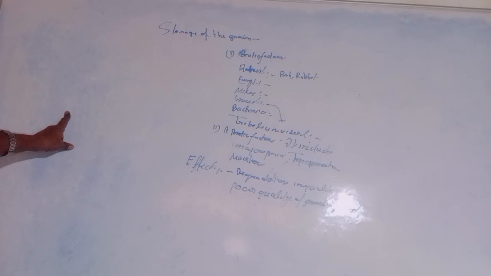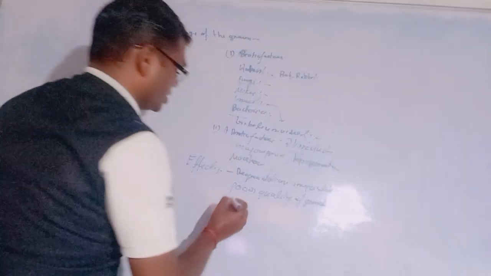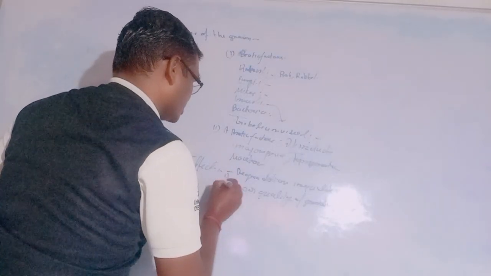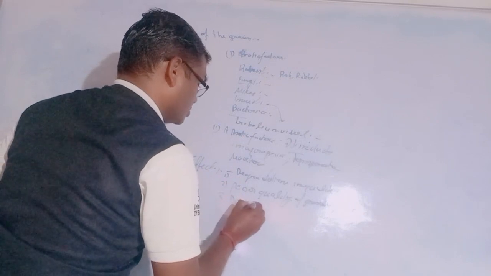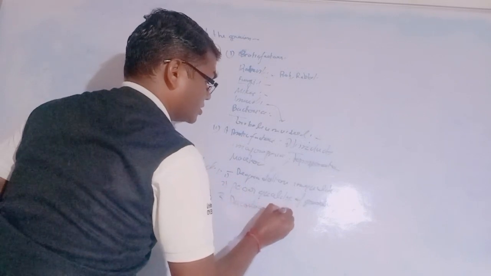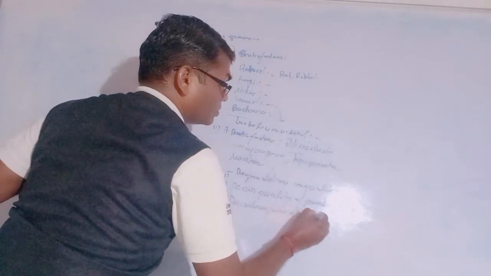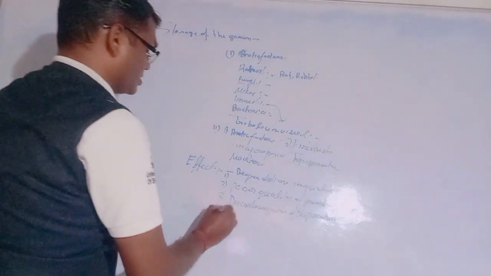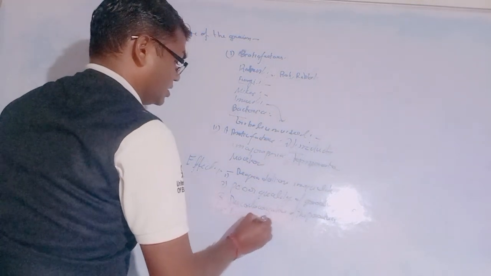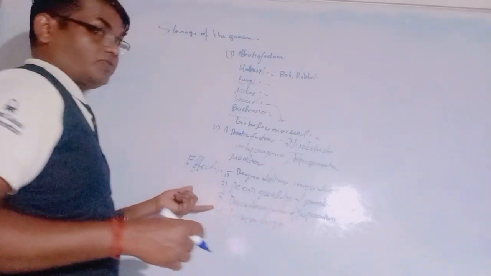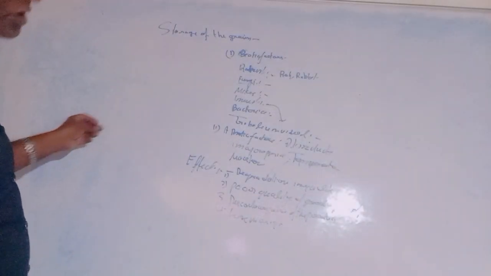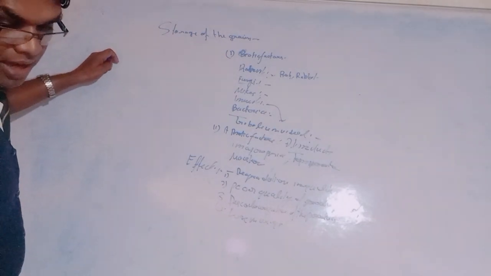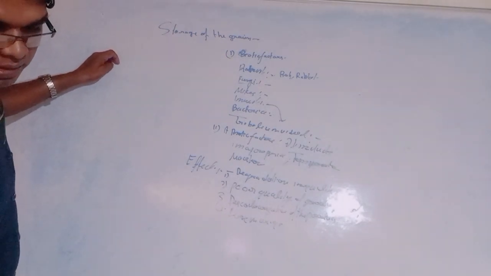The third is discolorization of the produce. Discolorization of produce, and loss in weight. Finally, there is a loss in weight. These are the three effects caused by these two factors.